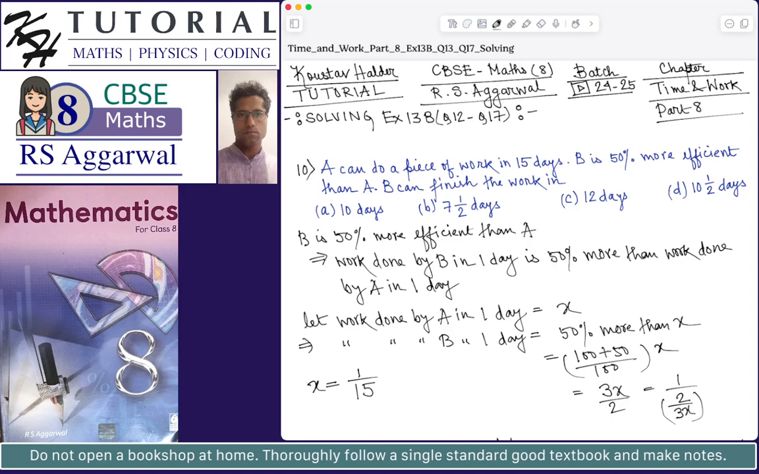Now, I will not make any further assignment on this chapter, but rather I will prepare and solve a little harder problems in the other playlist, that is Maths 8 Hot. In the playlist Maths 8 Hot, I usually solve relatively harder problems from all the chapters as and when they are completed in this playlist, that is CBSE Maths 8 RS Aggarwal. So please keep an eye on the playlist of Maths 8 Hot, where I will solve some harder problems on this chapter of time and work.